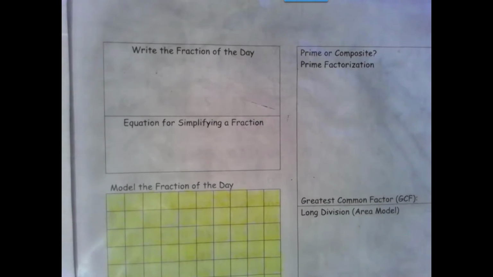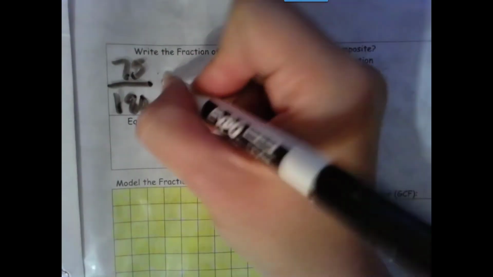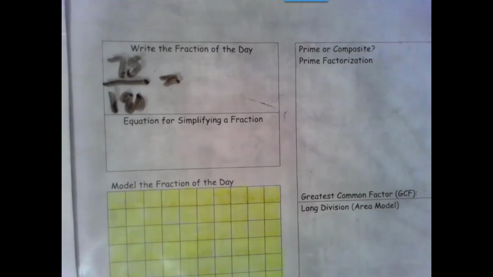Let's get down our beginning fraction. Our denominator is our total amount of school days, which is 180, and our numerator is 75. Now we want to think, is our numerator 75 prime or composite?